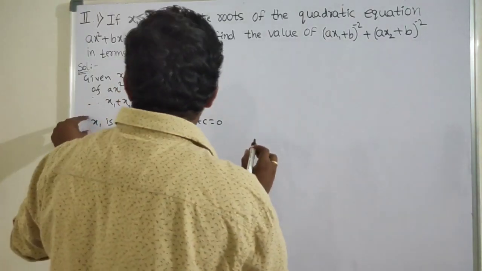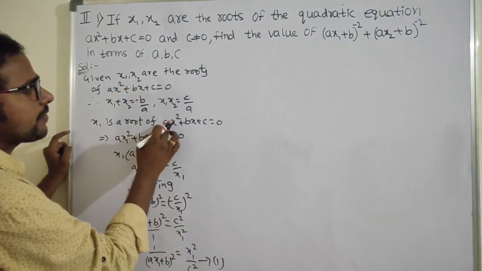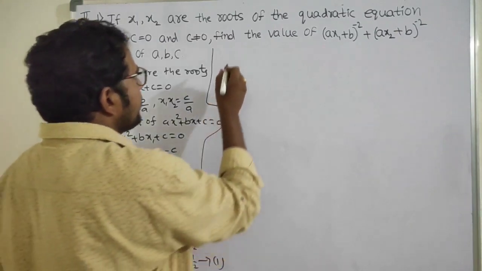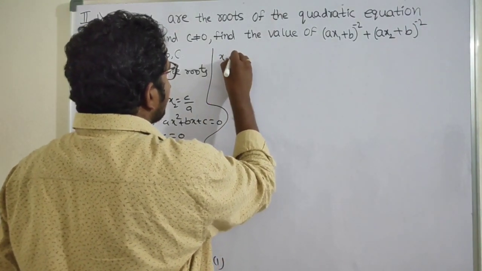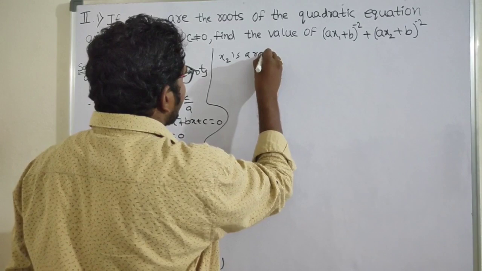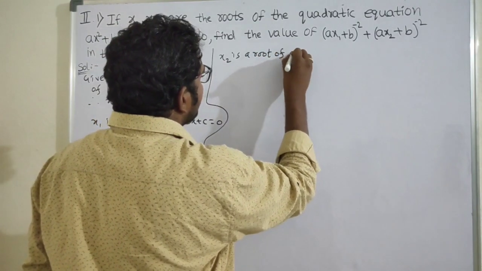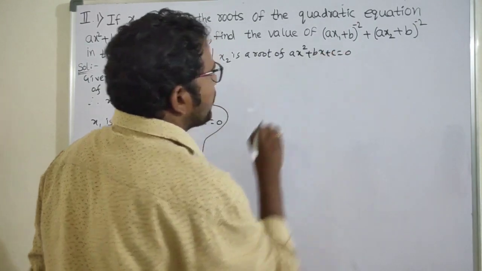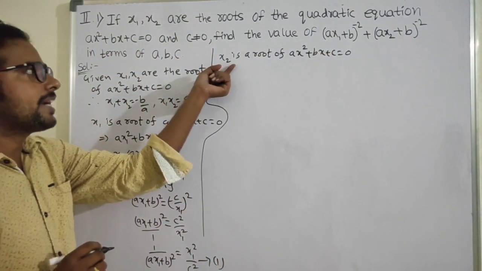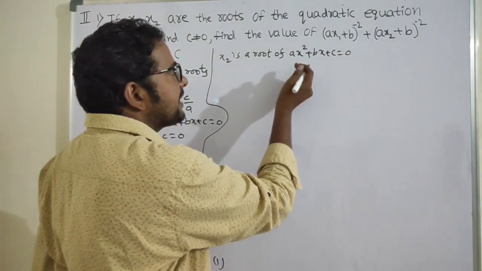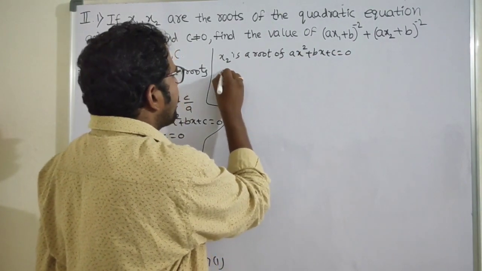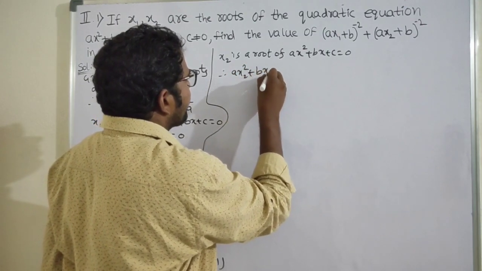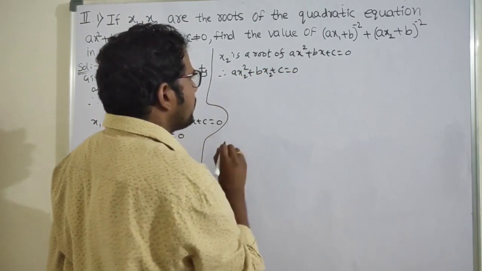Now, similarly, x2 is the root of ax square plus bx plus c equals 0. Therefore, x2 should satisfy this equation. That means substitute x equals x2. Therefore, ax2 square plus bx2 plus c is equal to 0.